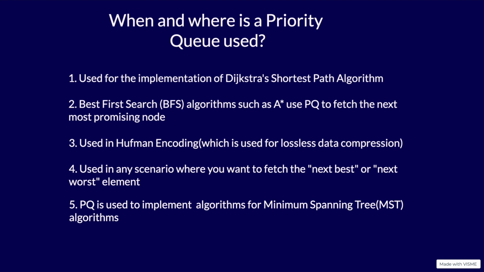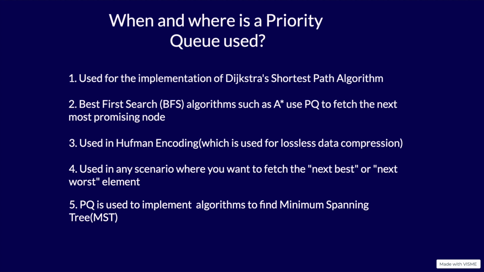So where is a priority queue used? One of the most common scenarios where we use a priority queue is during the implementation of Dijkstra's shortest path algorithm. It is used to fetch the next node that we want to explore. So that's one of the most popular ways to use a priority queue.